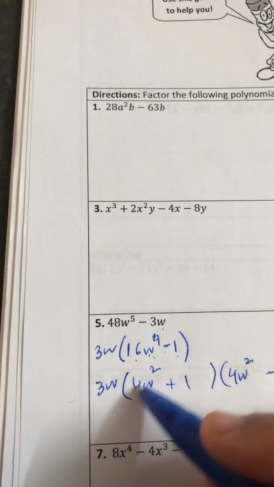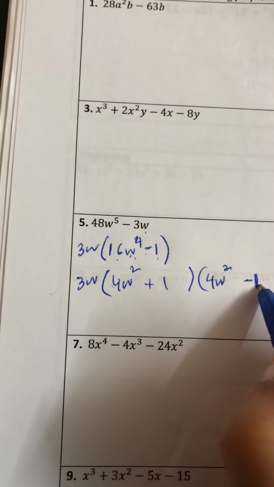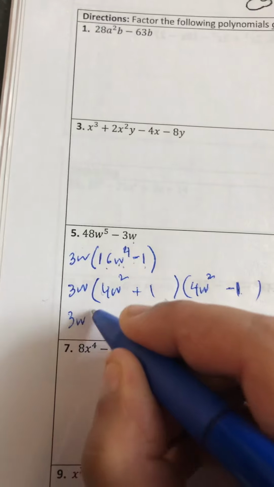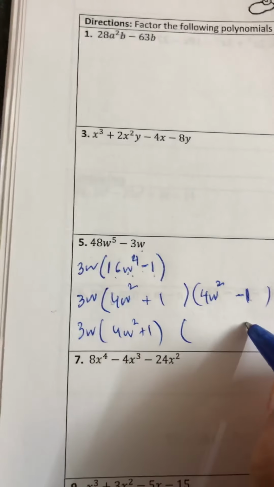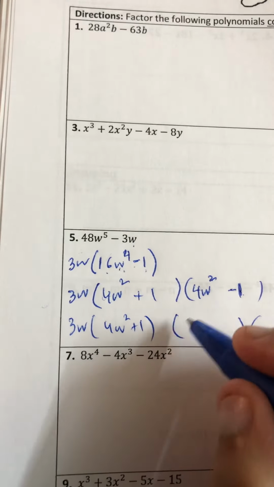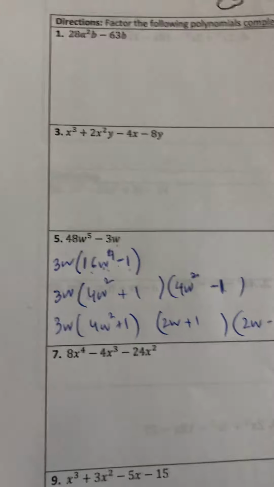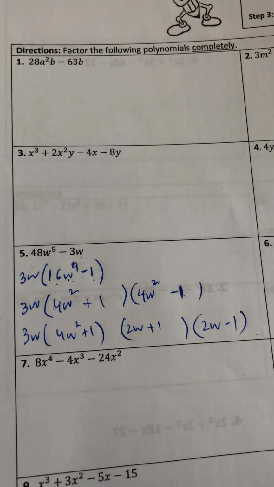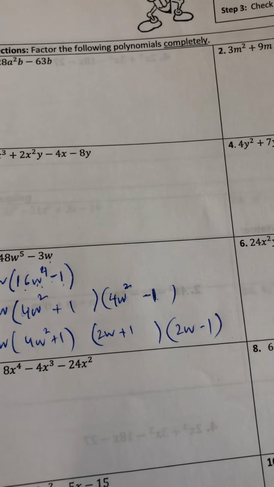This is done, but still you can see you can further factor this one. Squared term minus squared term. I can copy this one as is. This one further factorizes into 2w plus 1, 2w minus 1. Okay, I'm going to do one more.